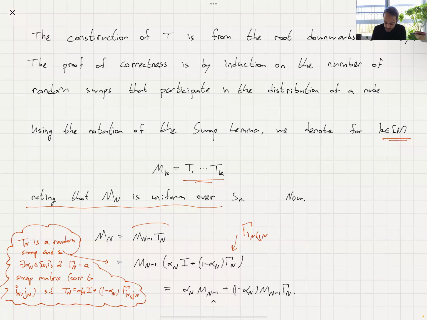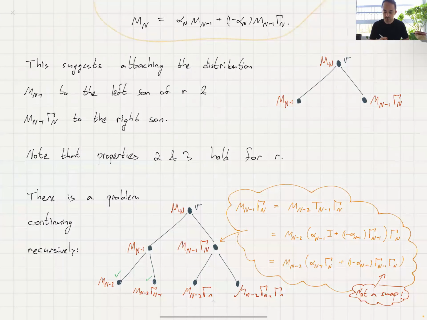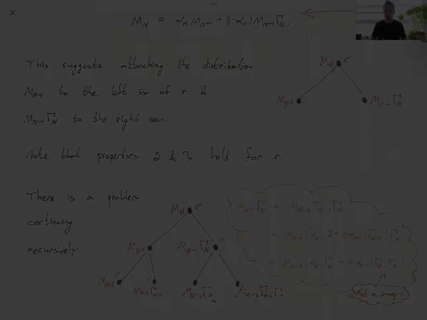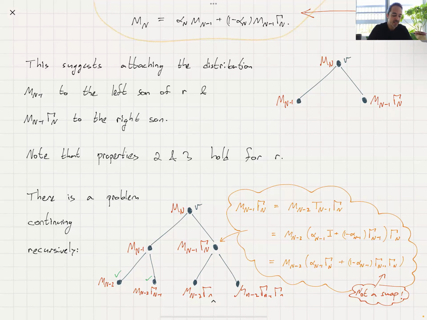So open this up, you see that you get alpha n m n minus 1 plus 1 minus alpha n m n minus 1 gamma n. So this is here. And looking at it, it suggests a way of attaching a distribution to the left sum and right sum of the root. And again, we start at the root and then we'll go on. So you look at this thing, and when you have the properties that we want in mind, then you just say, well, I should attach the distribution m n minus 1 to the left sum. That's here. And m n minus 1 times gamma n to the right sum. And then I have everything I want, right?